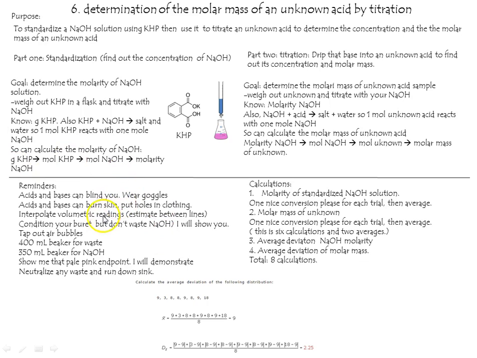We always say that you should, quote unquote, interpolate your volumetric readings, but that's just a code for saying anytime you're doing a measurement that has graduations, meaning little lines, be a good scientist and guess 1 unit. So estimate between the lines. There'll be a deduction if you don't do that. Condition your burette, and that means that if you're going to be dripping base into here, what if it had acid before from some previous user?